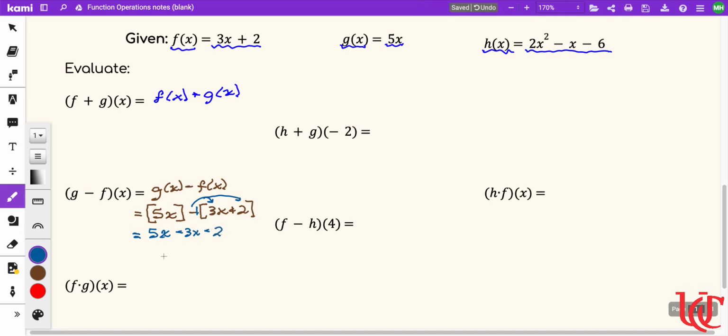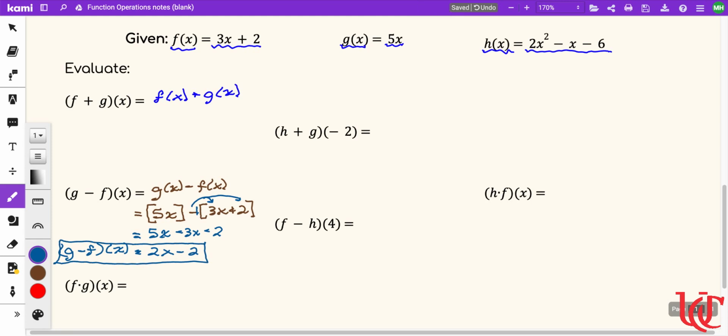Now I still have like terms here. There's a little bit more I can do with this. So this is going to be 5x minus 3x is 2x, and I still have that -2. So I know g minus f of x is going to equal 2x minus 2. So that is all I can do. I haven't solved it, but I have simplified it.